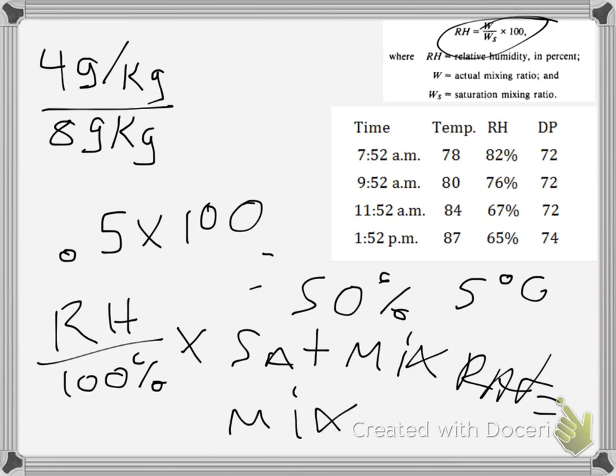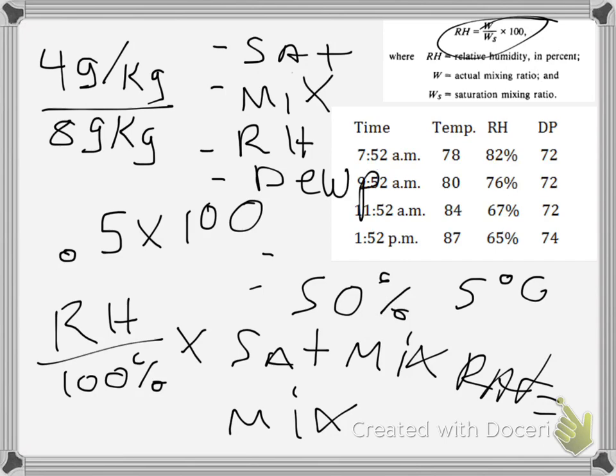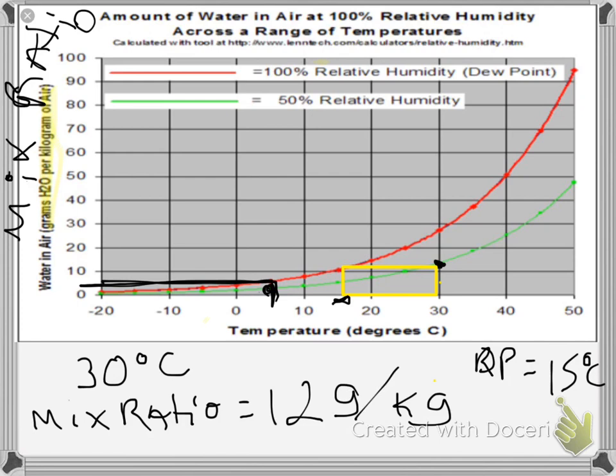So this information, this curve and this one equation, can answer for me some different sets of information. One of which being, I can look up my saturation mixing ratio, I can find my mixing ratio, I can figure out my relative humidity, and I can figure out my dew point. So there's a whole lot of information that one equation, reversing that equation, and this one curve can give me.